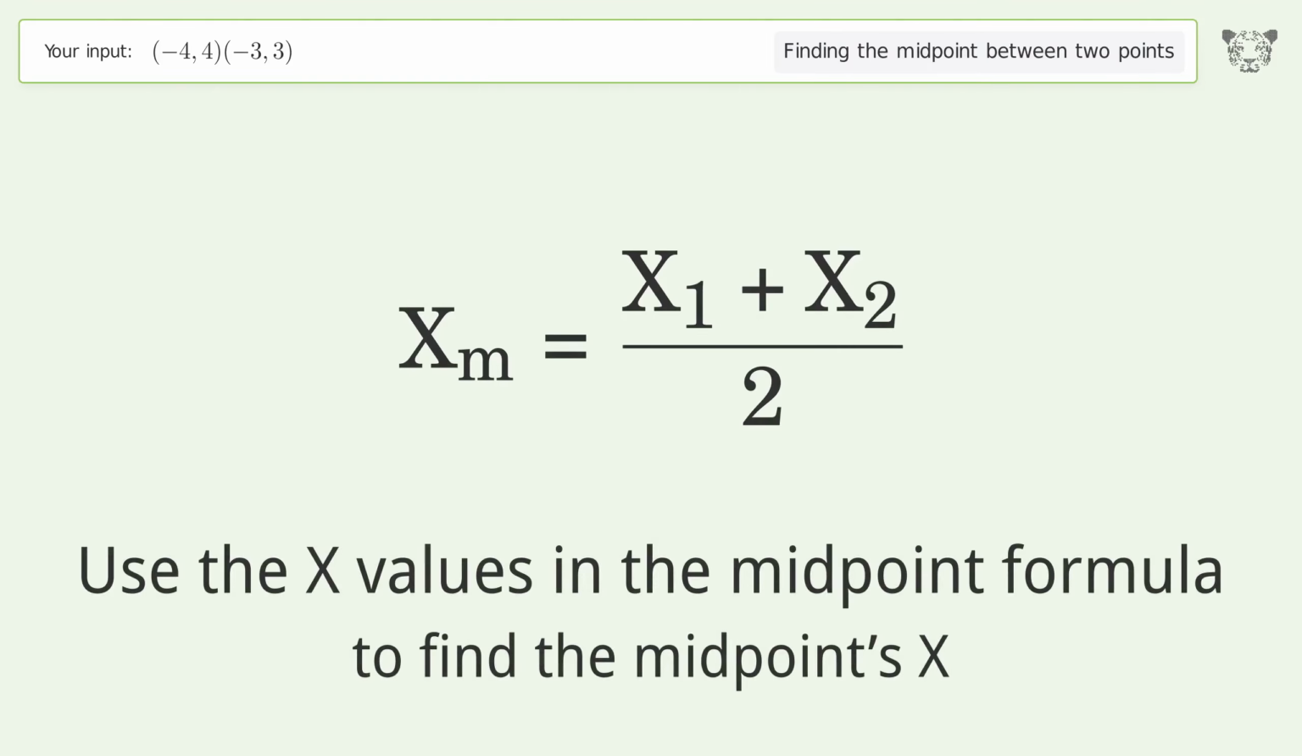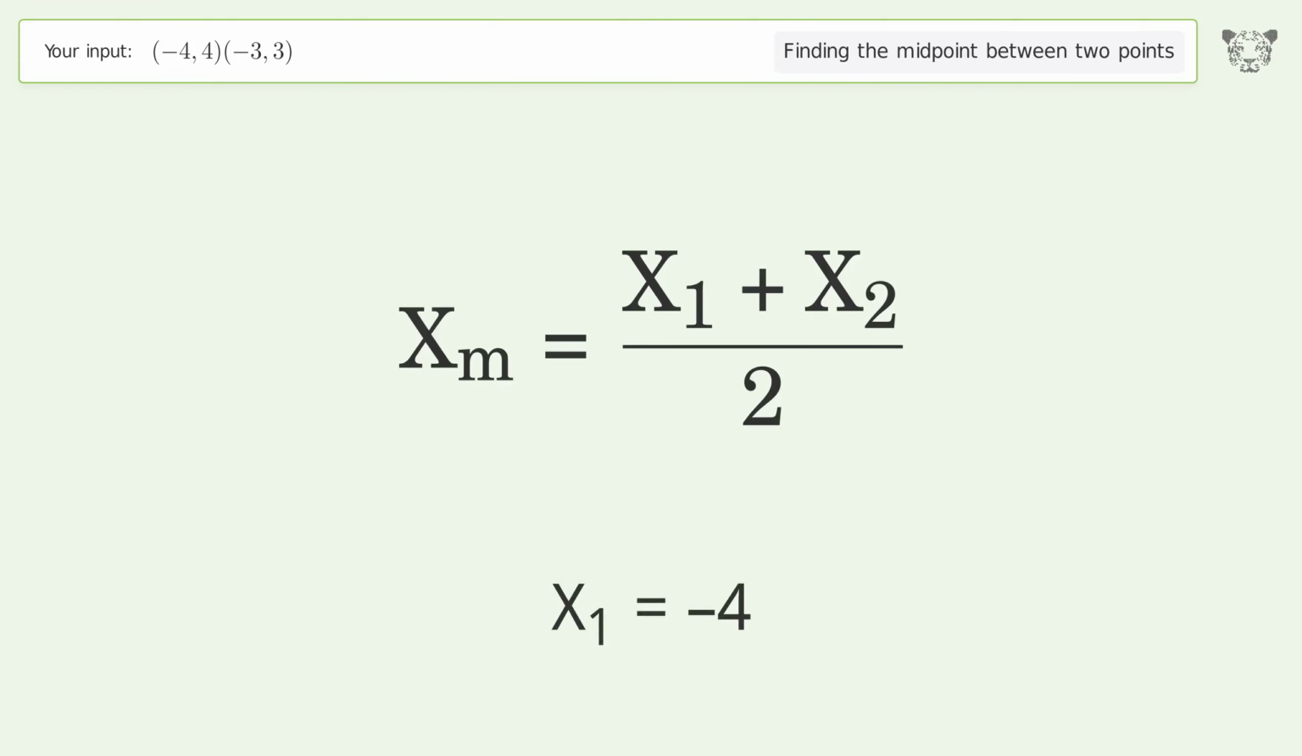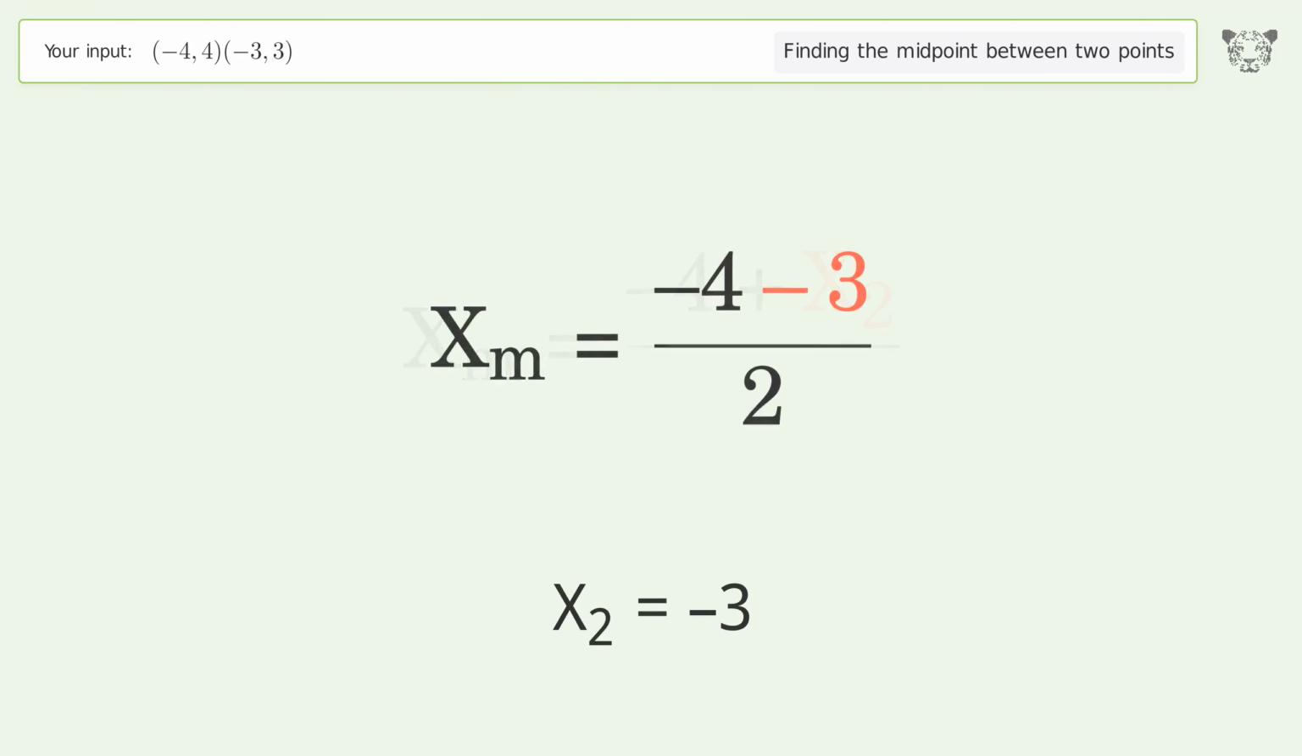Use the x values in the midpoint formula to find the midpoint's x. x1 equals negative 4. x2 equals negative 3. Simplify the arithmetic.